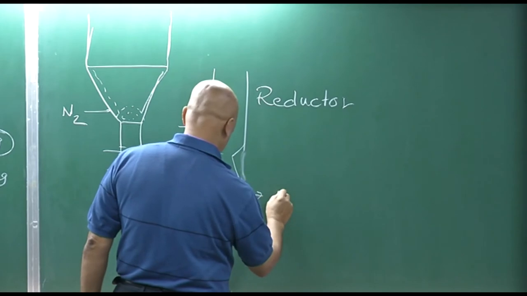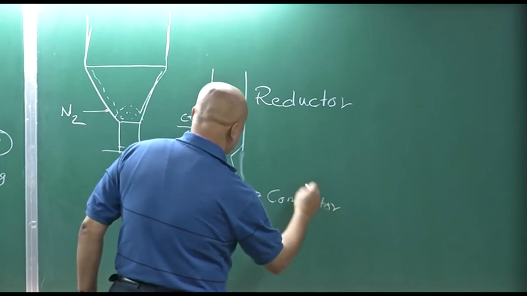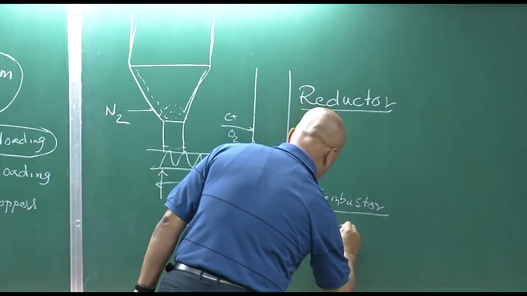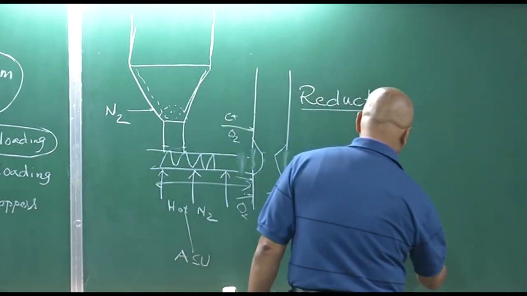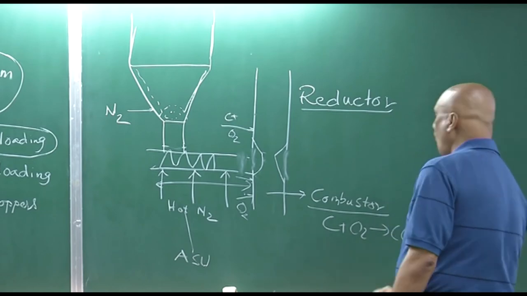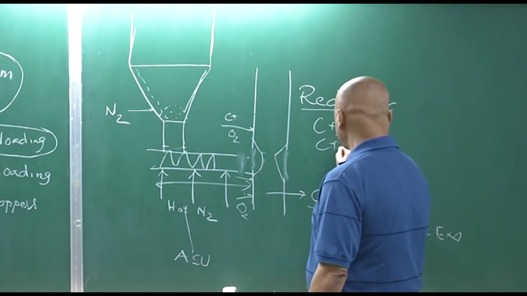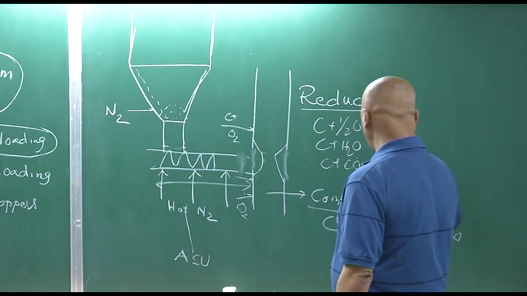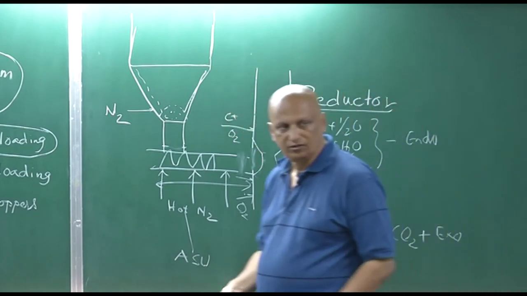And this part, stage two, is the combustor. So this is where all the gasification reactions take place. This is where predominantly carbon dioxide formation, which is exothermic, takes place. And all the gasification reactions that we showed before, C plus half O2, C plus water vapor, C plus CO2, and a few other methanation reactions, etc. These are all endothermic. They take place in the top part.